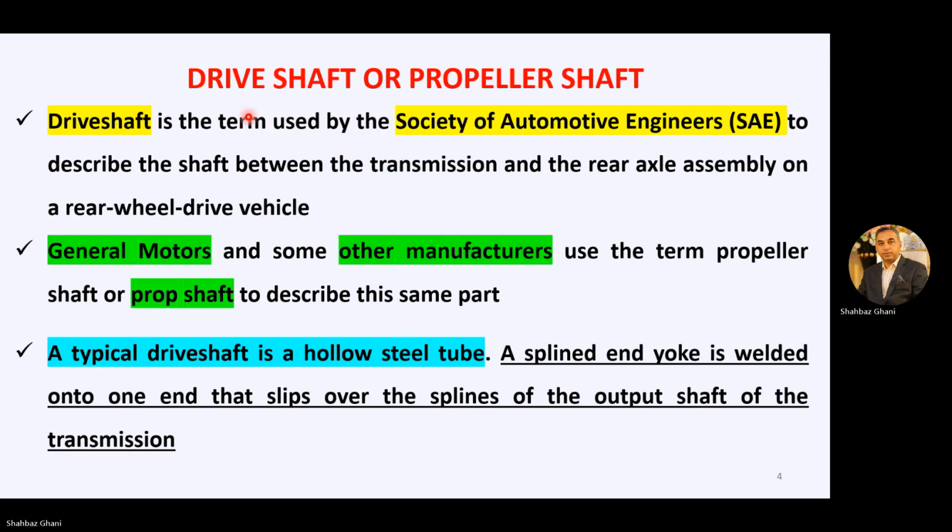First of all, what is a drive shaft or propeller shaft? Drive shaft is a term used by the Society of Automotive Engineers to describe the shaft between the transmission and the rear axle assembly on a rear wheel driven vehicle. General Motors and some other manufacturers, OEMs, use the terms propeller shaft or prop shaft to describe the same part. A typical drive shaft or propeller shaft is a hollow steel tube. A spline end yoke is welded onto one end that slips over the splines of the output shaft of the transmission. Let's see how this happens.